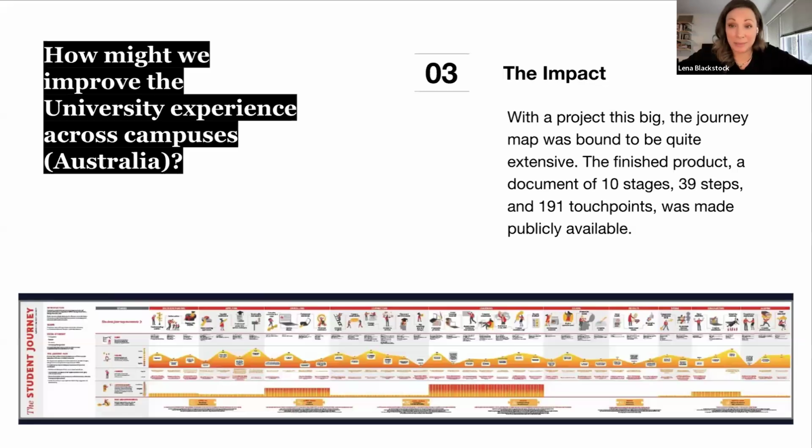I tried to fit this picture in. This is a massive, massive journey map. You know, with a project this big, it's going to be quite extensive. From what I understand, the finished product that was made publicly available was a document of 10 stages, 39 steps, and 191 touch points.